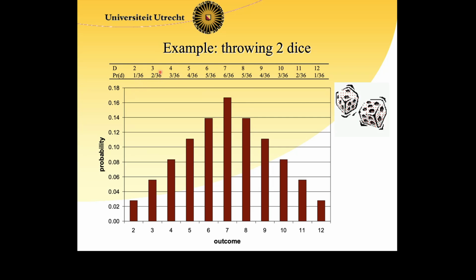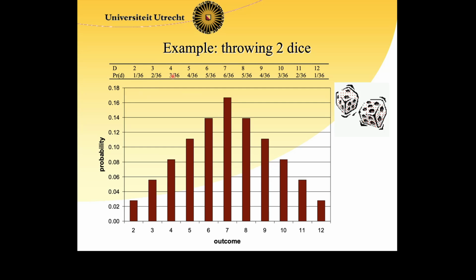If we think about the outcome being 3, well, there are two possibilities: 1 and 2, or 2 and 1. So there are two possibilities when we throw two dice that we end up with a total of 3. So it's 2 divided by the total number of possibilities, which is 6 times 6, is 36.